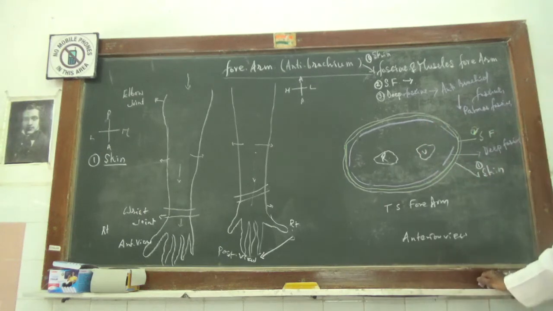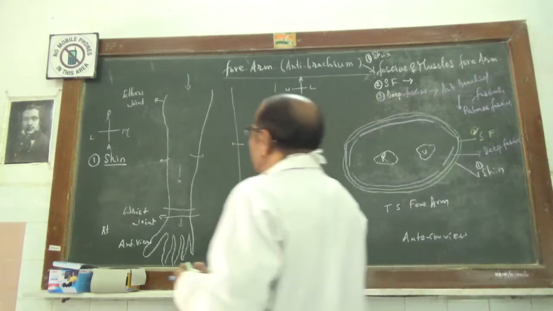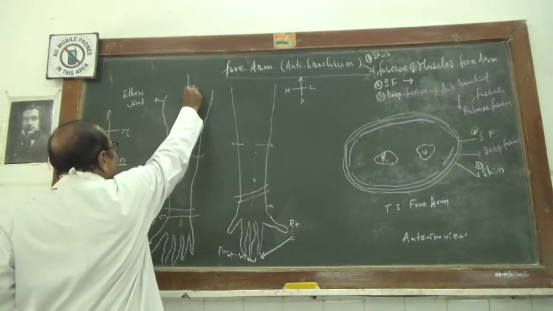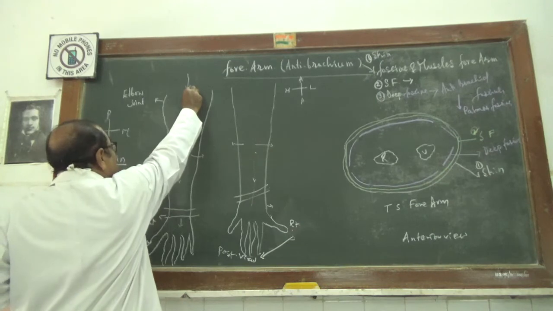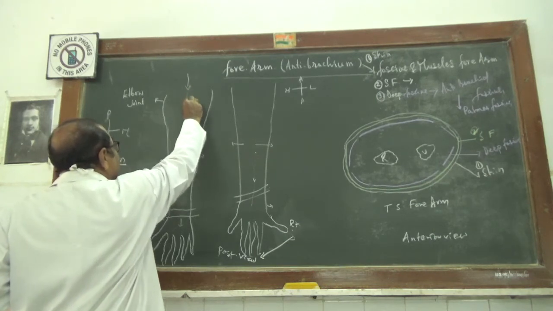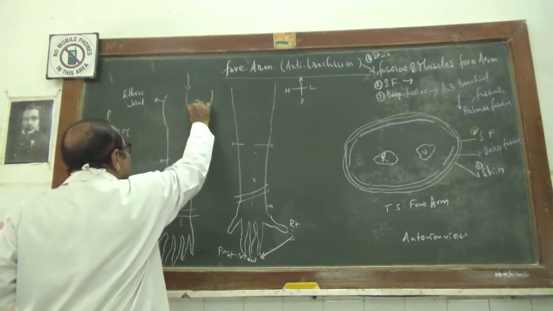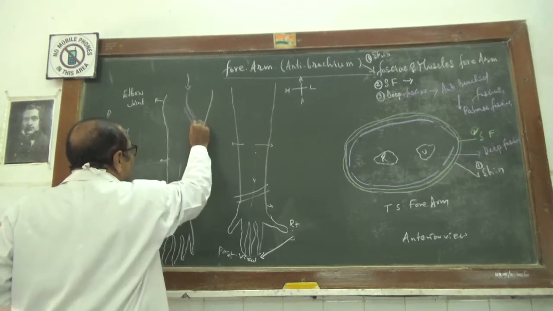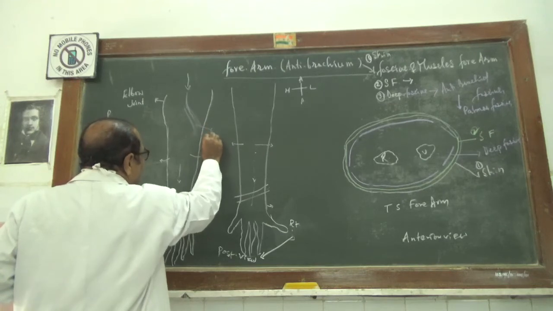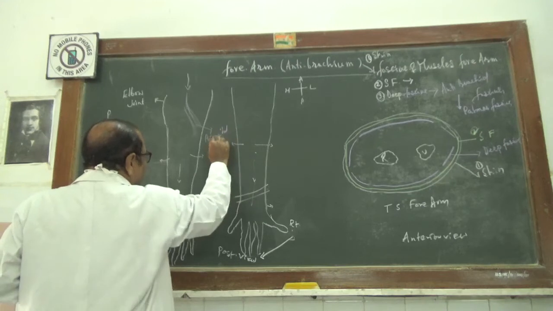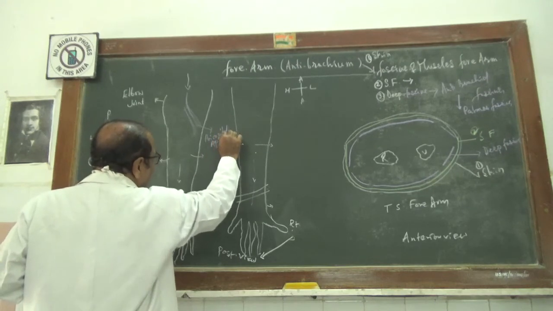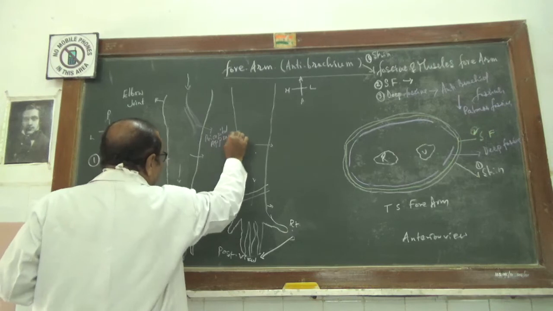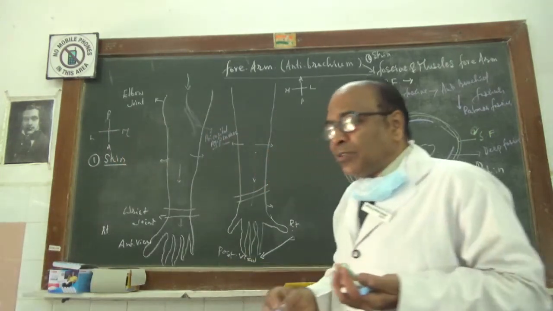Not only with that, this deep fascia, especially at the level of the front part of the elbow joint, will produce one band. It is called the bicipital aponeurosis. Now what is the bicipital aponeurosis?